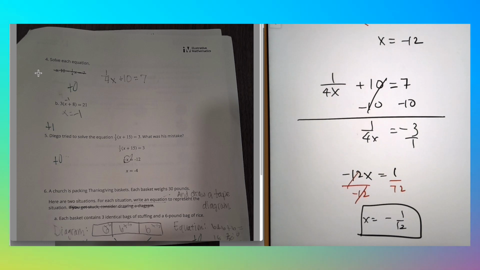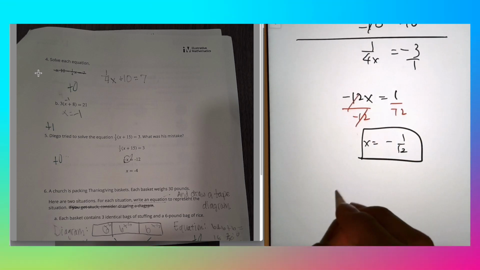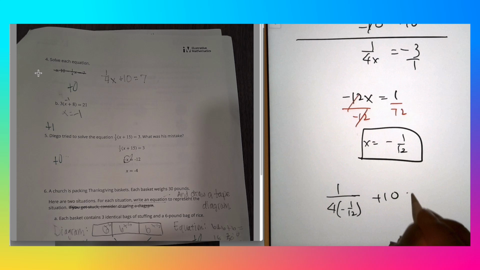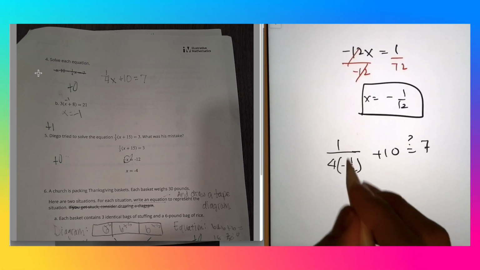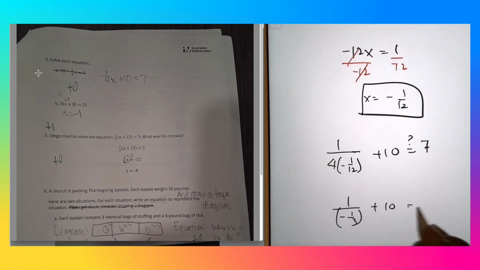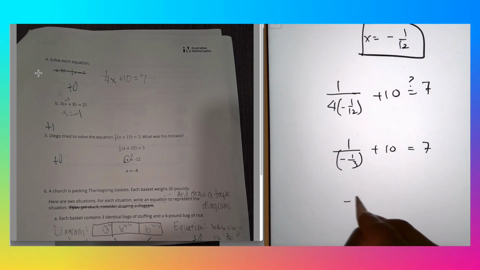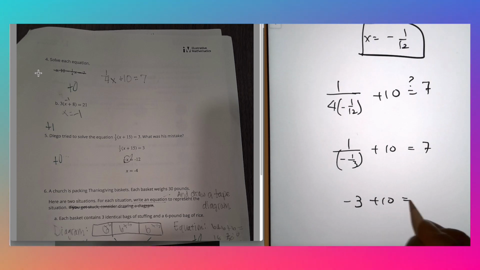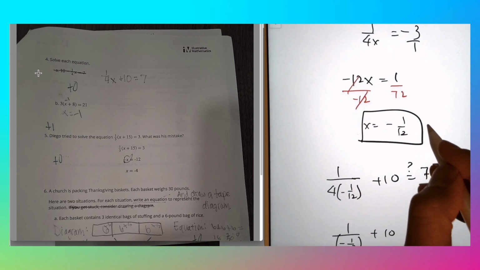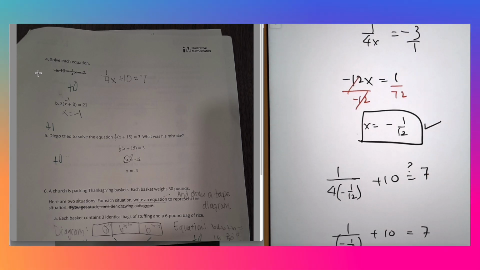So I think that should be it. But let's say you want to double check. So what do we do? 1 over 4 times negative 1/12, but this has to be underneath, plus 10. Is that equal to 7? Well, 4 times negative 1/12 will give you negative 1/3. And 1 over negative 1/3 will give you negative 3, plus 10, you're gonna get 7. So it's true. And that confirms our answer, negative 1 over 12.